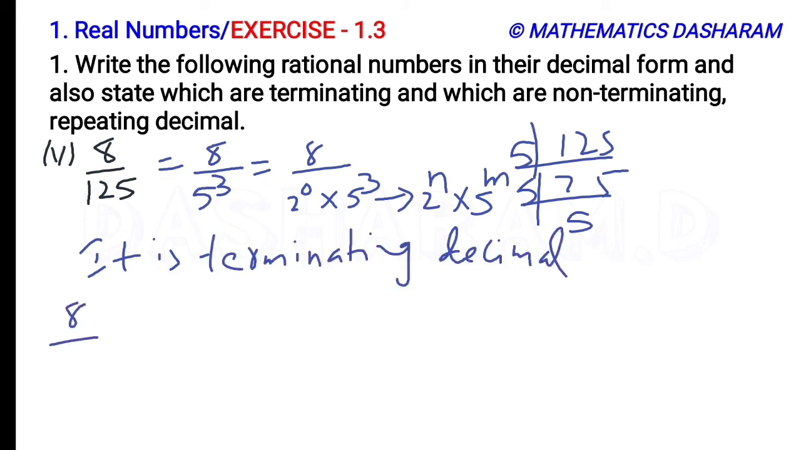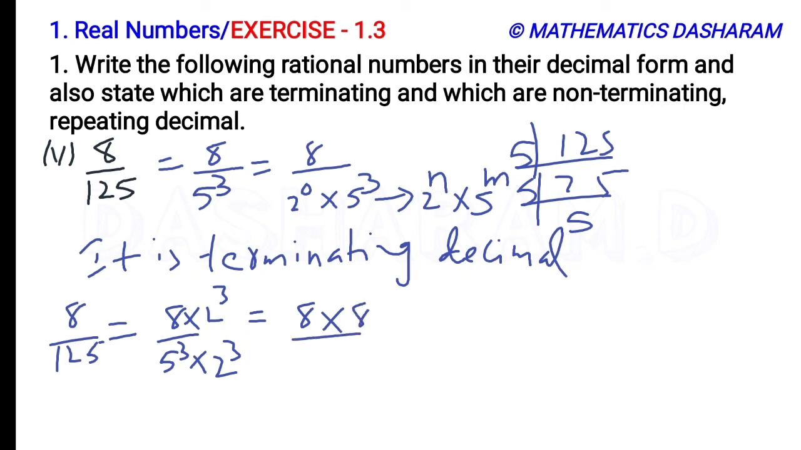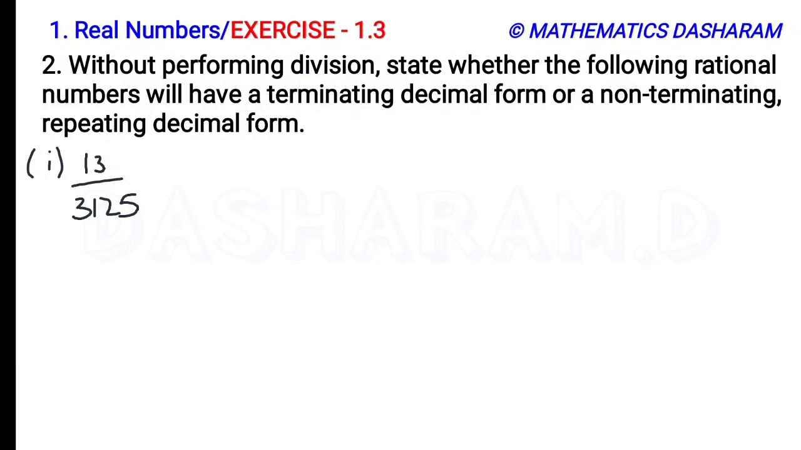So now the decimal form of 8 by 125 equals 8 divided by 5 cube. So beside 5 cube, 2 cube is required. Then the numerator also multiplies with 2 cube. 8 into 2 cube, 2 into 2 into 2, that is 8. 5 cube into 2 cube is 1000. 8 8s are 64 by 1000. It is equal to 0.064.